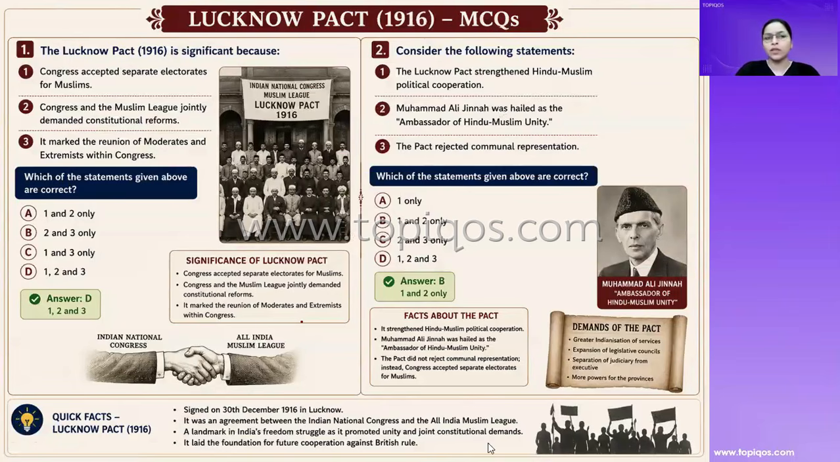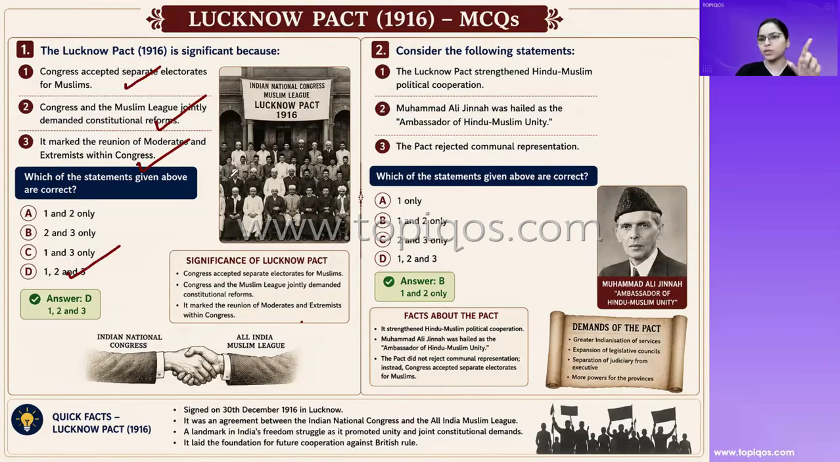Lucknow Pact 1916 is significant because Congress accepted separate electorate for Muslims. Yes, we just now understood that Congress had to compromise and accept the separate electorate concept. Congress and Muslim League jointly demanded constitutional reforms. Yes, these were political reforms, also referred to as constitutional reforms, one and the same. It marked the reunion of moderates and extremists within Congress. Absolutely correct. So these are the important, significant aspects of the Lucknow session and the Lucknow Pact. So one, two, three is the answer.